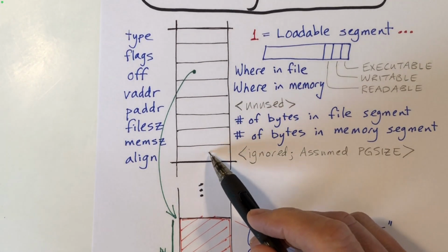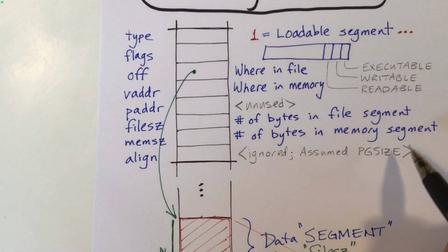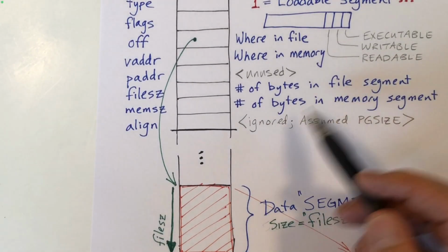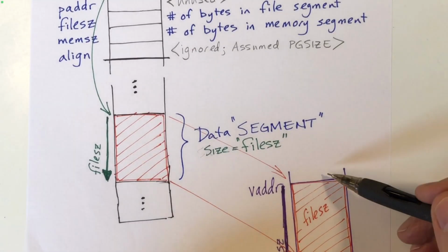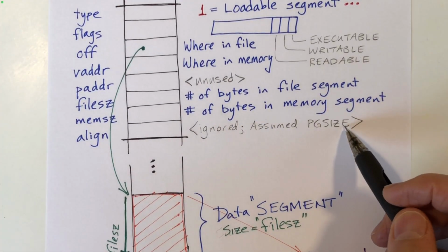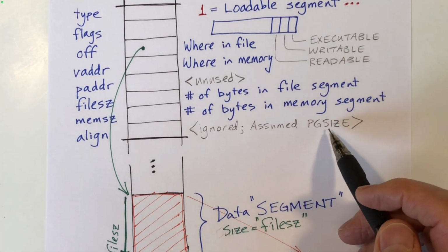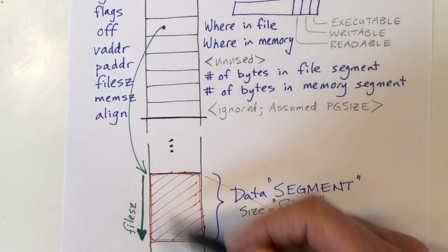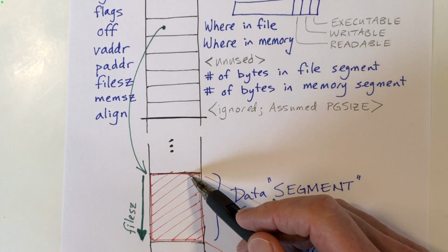Finally, we have an alignment field. That's actually ignored. In fact, we assume that the segment will be loaded into an address that is page aligned. But in other systems, we might have different alignment requirements for the segments. In xv6, all of our segments will be aligned beginning on a page boundary.